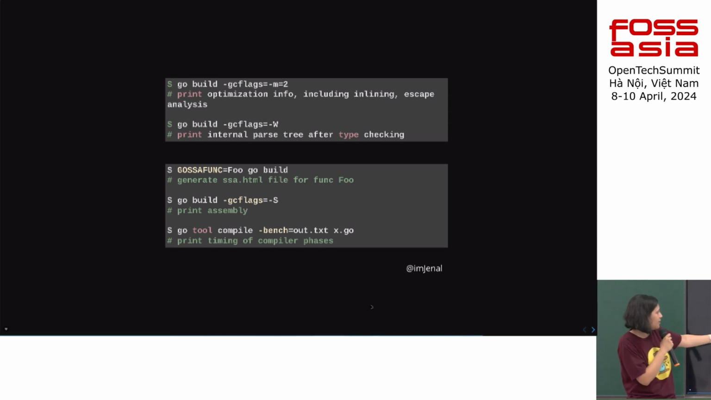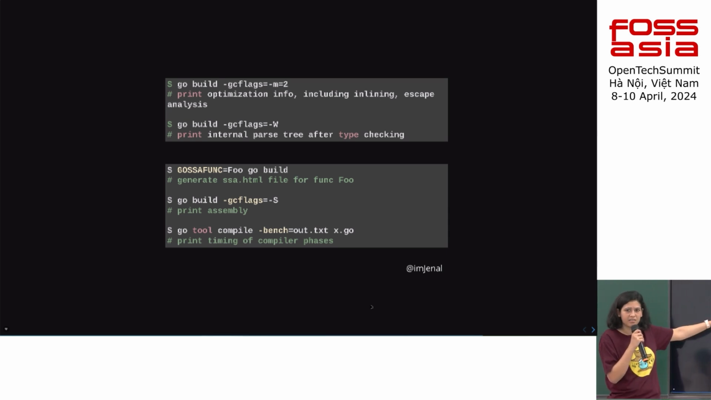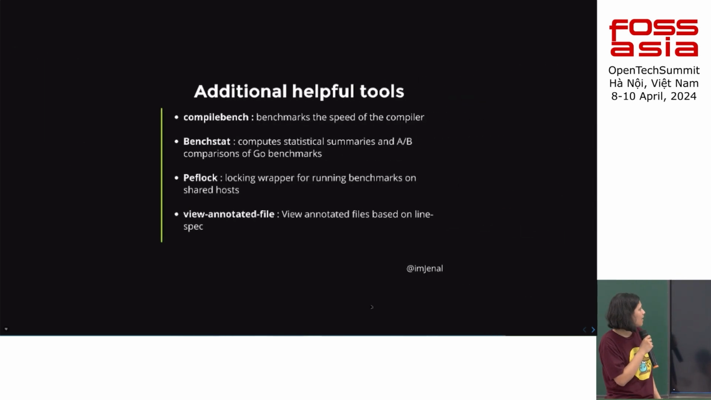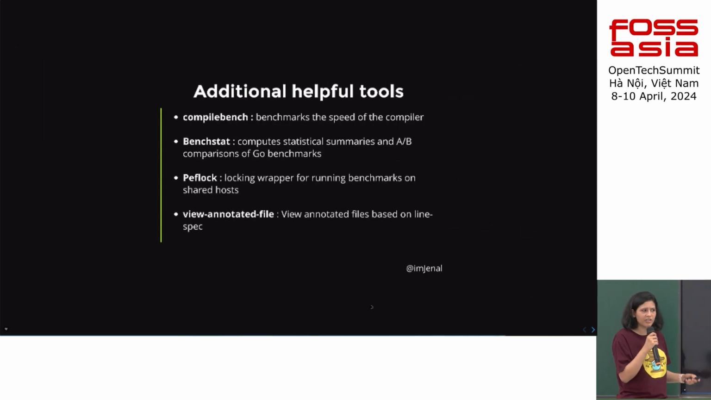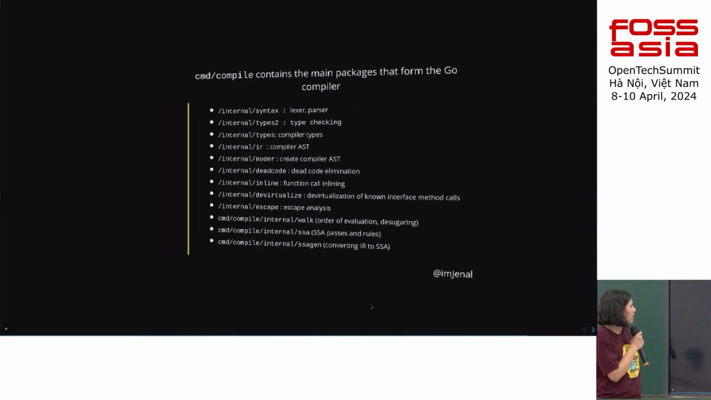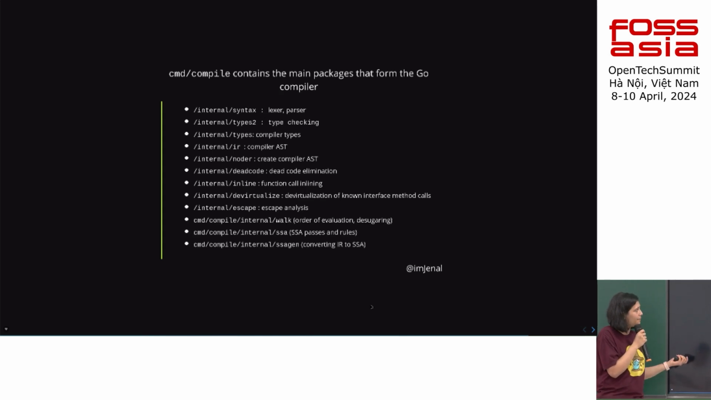You can print the assembly. You can also create the internal parse tree with such commands, and these are inbuilt things in Go. And these are the additional tools which will help you while coding in Go. I'll not take time on this part, because if you are familiar, you can take a look at my slides later. But compile bench is one of the main tools you can say. And cmd/compile contains the main packages related to the Go compiler.